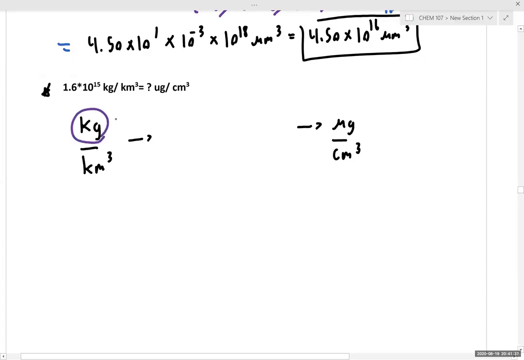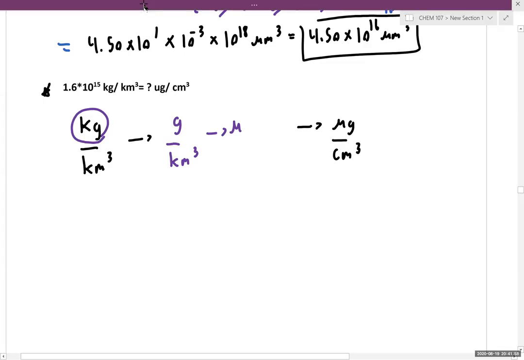So we're trying to go from kilograms to micrograms. So what is our intermediate unit? Grams, yep. So we're going to grams per kilometer cubed, and then finally to micrograms per kilometer cubed.